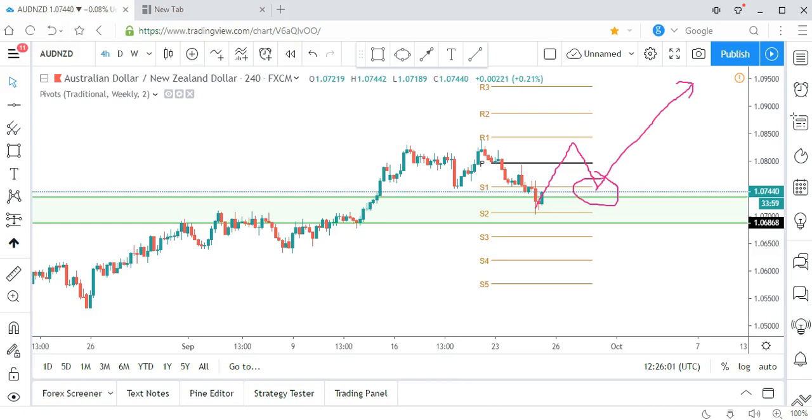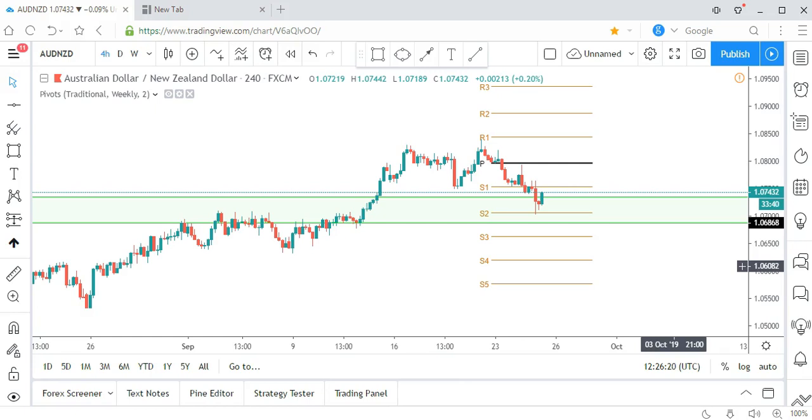But most likely, since this is a mid-term bullish trend, I'm looking for bullish opportunities. So I'm expecting price to close above the PP here, retest the S1 again before I look for buying opportunities. So that is how you trade. That is how you should be looking for your trade setup. You don't need to complicate matters.